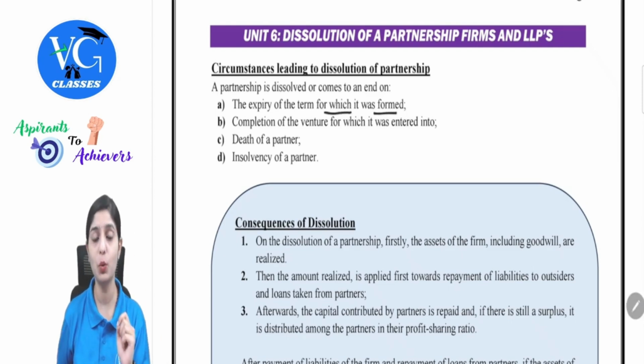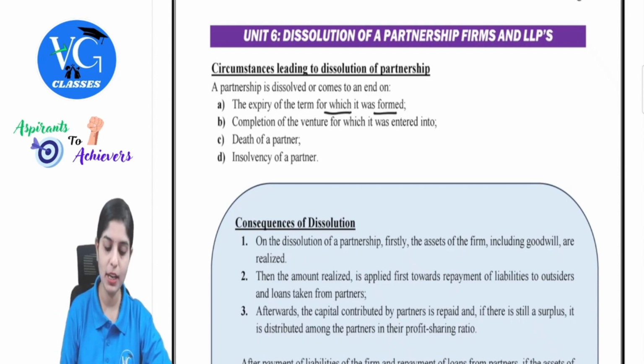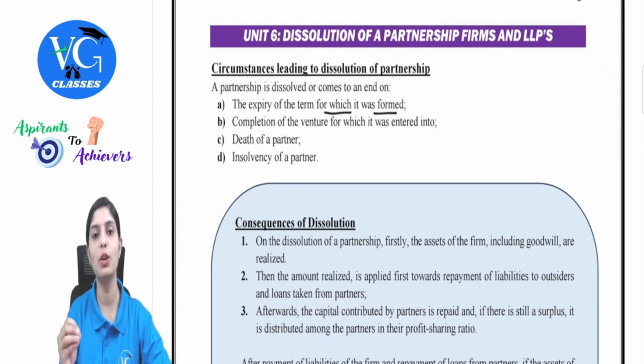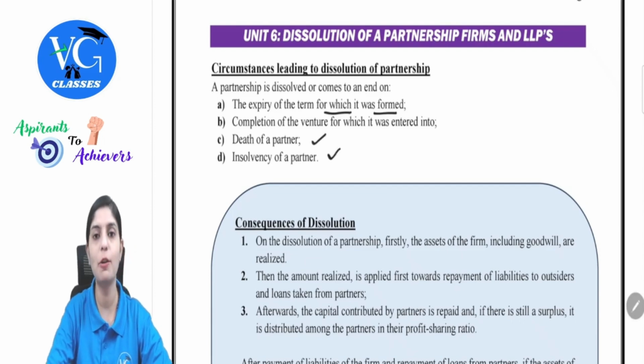If you remember in unit 1, there was a point while we were discussing the basics of partnership. Some partnership firms can also include a duration for their business if they just want to operate for a particular purpose, or it could be seasonal. So if the expiry of the term for which it was formed comes to an end, then there will be dissolution. Then completion of the venture for which it was entered into, that is, the purpose for which it was formed is completed. There is the death of a partner and insolvency of a partner.